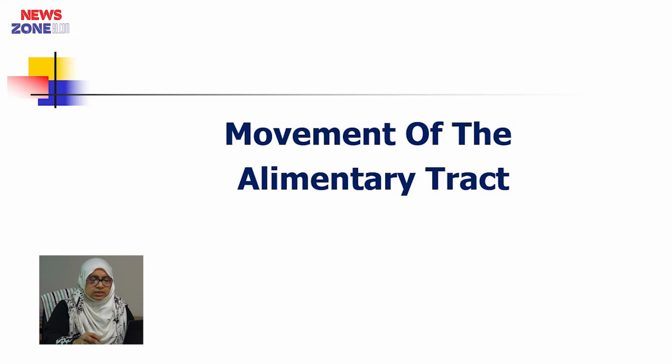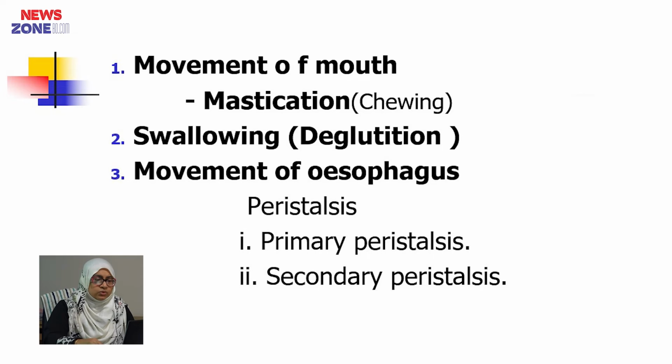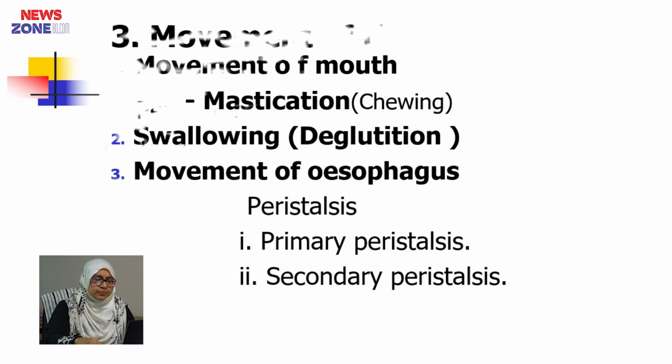Now, let us discuss the movements of the alimentary tract. First of all, we have to know as a whole what the movements are from mouth to anus. Movement of the mouth is firstly mastication or chewing, and then swallowing or deglutition, and movement of the esophagus is peristalsis. It consists of primary peristalsis and secondary peristalsis.